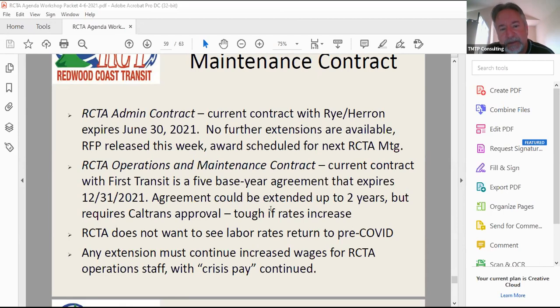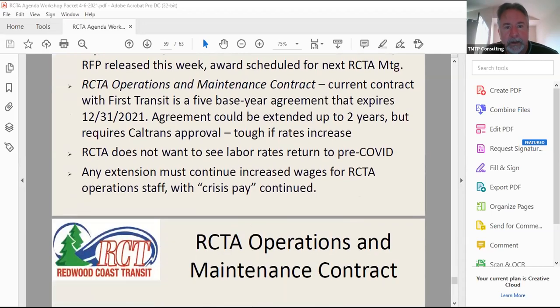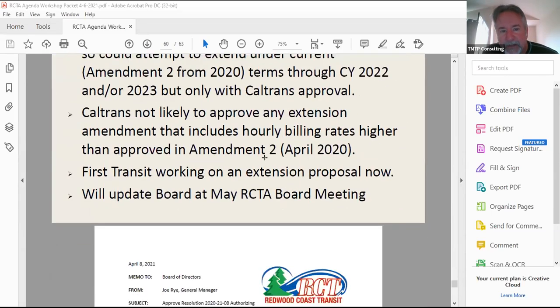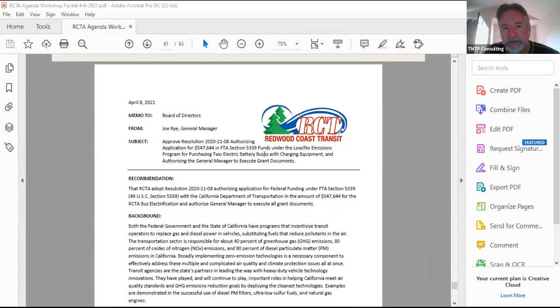By our next meeting, we may have some more information, including perhaps an extension proposal from First Transit. So that's on the horizon. If that doesn't happen this spring or early summer, then we'll have to proceed with the procurement. That's about it. Any questions on the contract?